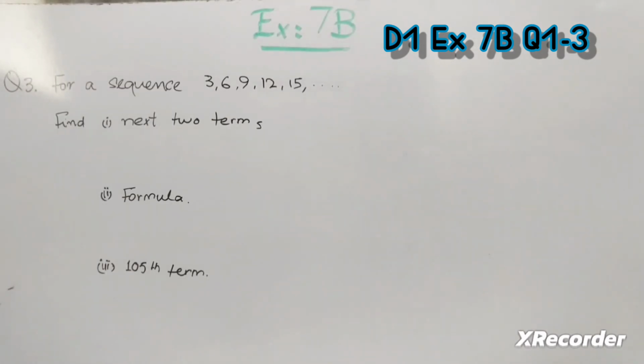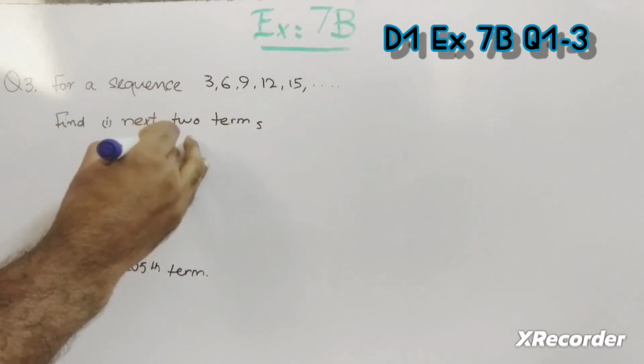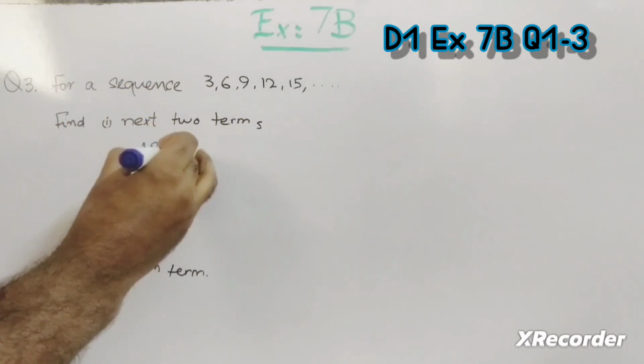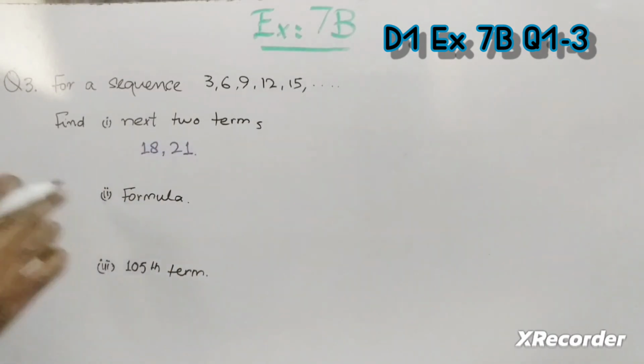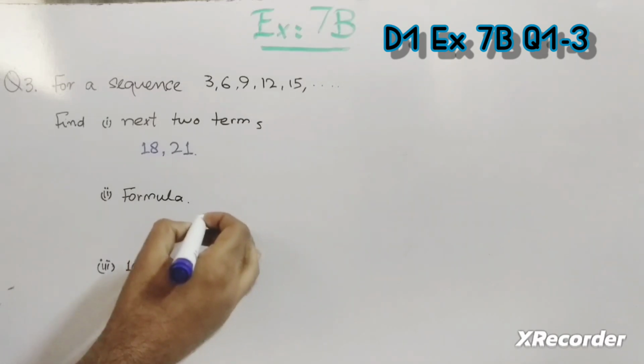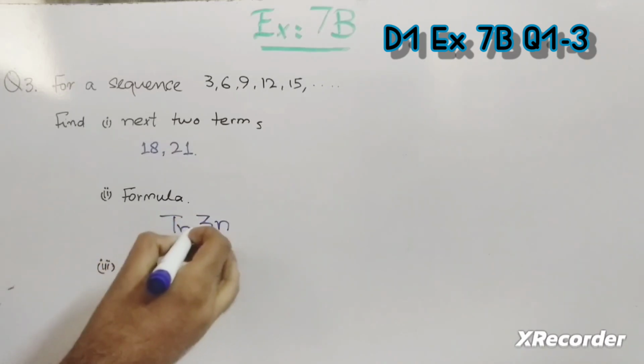Now coming forward to the question number 3. In question number 3, for a sequence that is 3, 6, 9, 12, 15, the table of 3, find the next two terms. As we all know that the table of 3, so next two terms will be 18 and 21. Part 2, find the formula for the given sequence. This is a sequence of table 3, so if we multiply n with 3, that is 3n will be its formula. So Tn is equal to 3n.